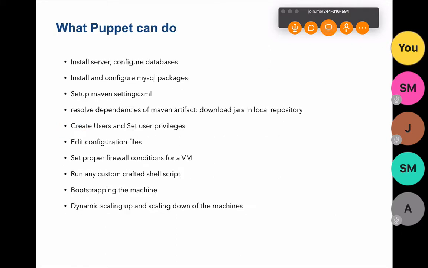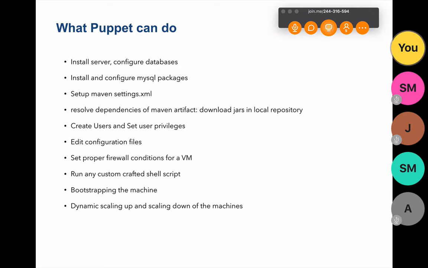Now, what Puppet can do, some of the examples I've put here, there's a lot and lot more, but we have limited knowledge on that domain side. And these are the things that I've figured out. Install server, configure database, install and configure MySQL packages if you want, right? In fact, setting up your Maven XML, if you want, you can do that with Puppet. Resolve the dependencies. So deploying your Mavenized application is also possible with Puppet.